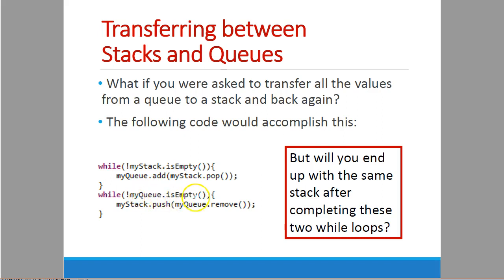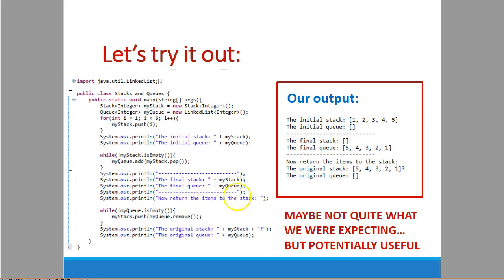So while the queue isn't empty, she removes the first item from the queue, the head of the queue, and pushes it onto the top of the stack. And the question is, what happens after you do these two operations? So she's got some code here, and I'm going to drop into Eclipse and show you basically this exact same code with a nice little tool so you can help visualize what's going on.